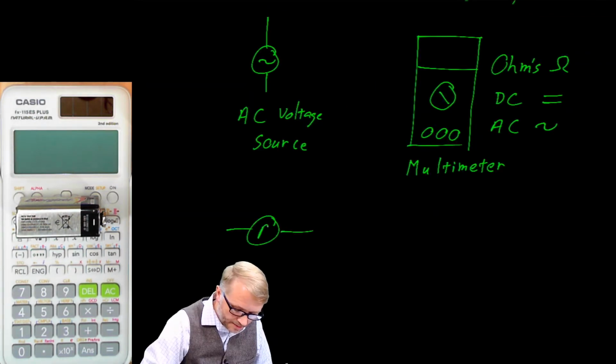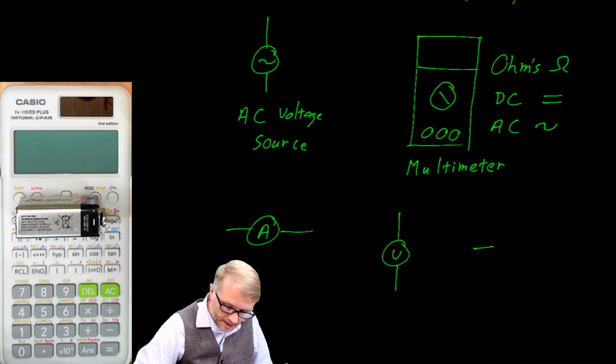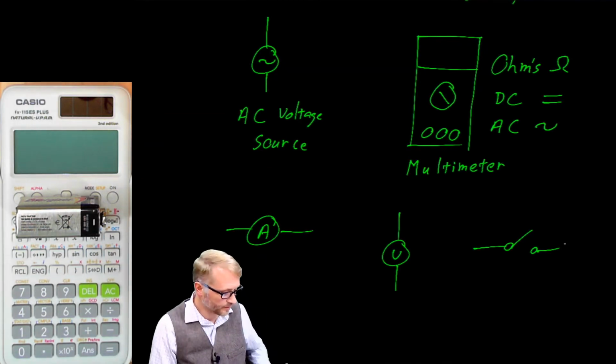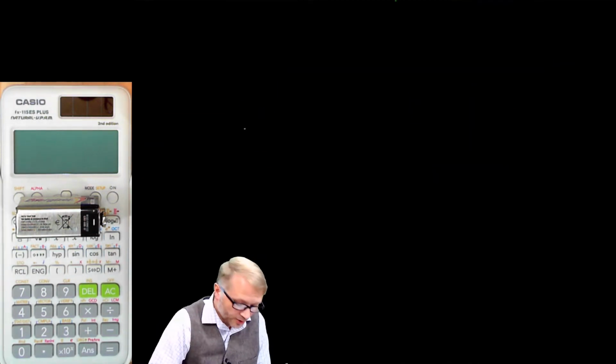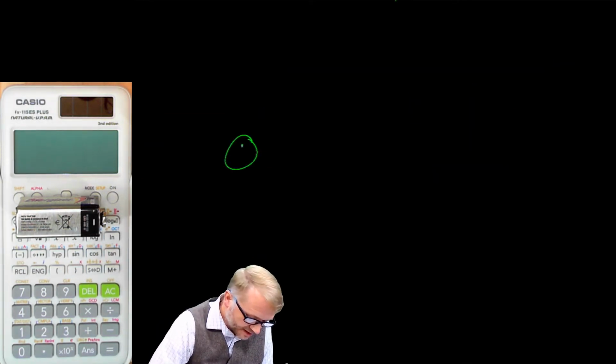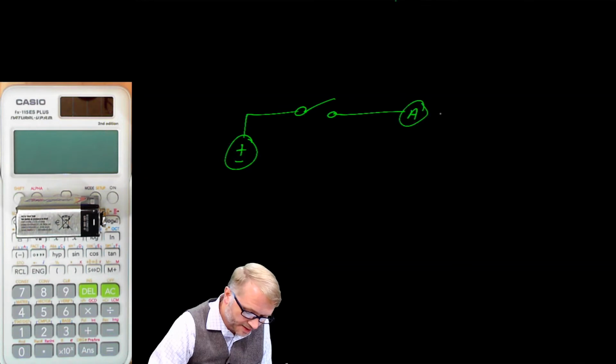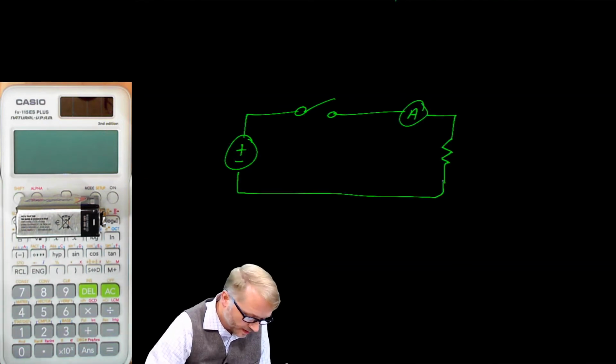Here's an ammeter, a voltmeter, and a switch. We put all those together to make a complete circuit, such as this. Here we have a source, the switch, we'll put the ammeter there, a resistive load, and then a voltmeter.